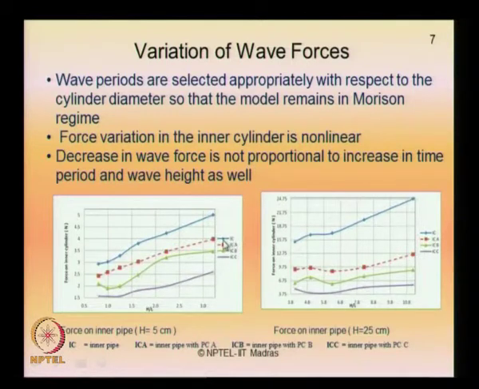The blue one you see here is the inner cylinder without any perforation. ICA, ICB and ICC denote the inner cylinder with perforated outer covers A, B and C. You will see that the forces measured on the inner cylinder reduce significantly for the different perforated covers compared to when they have no cover.